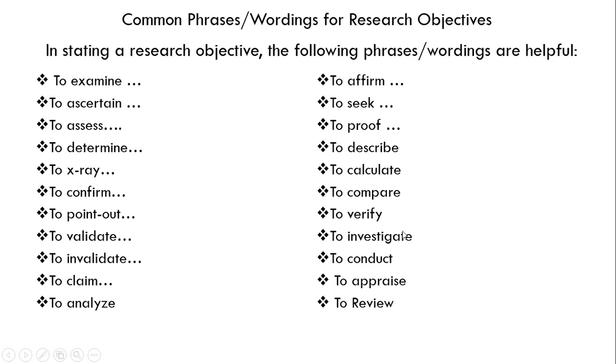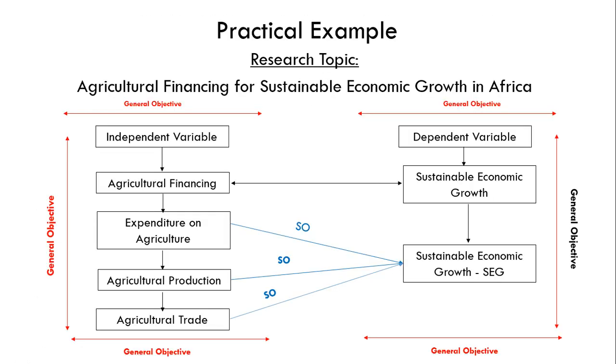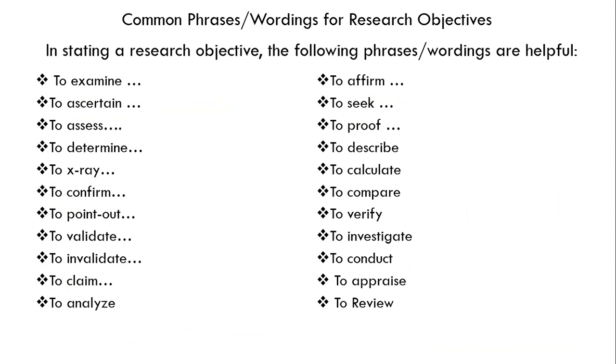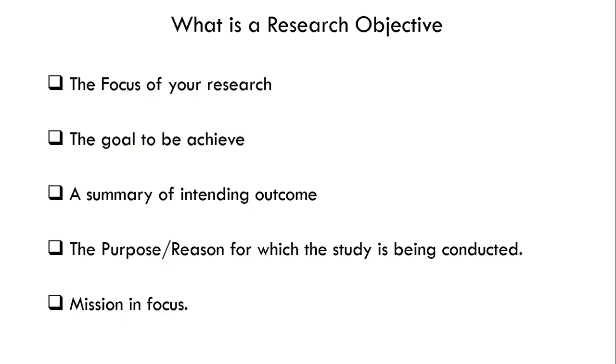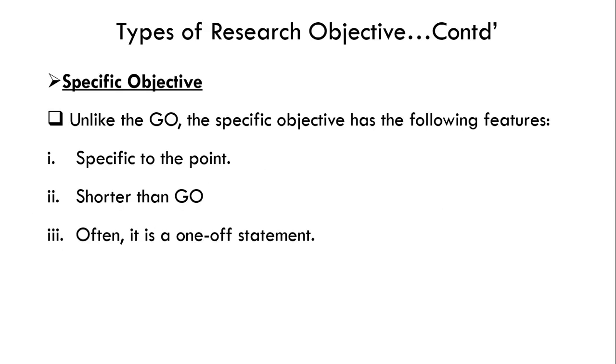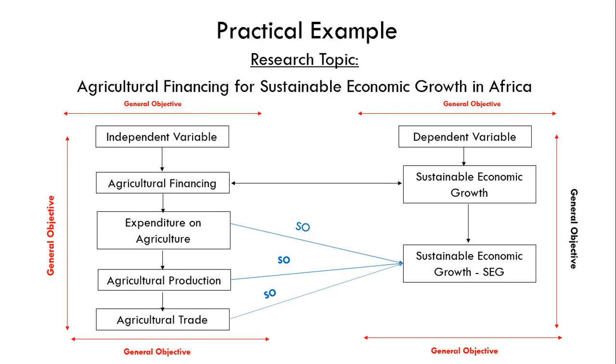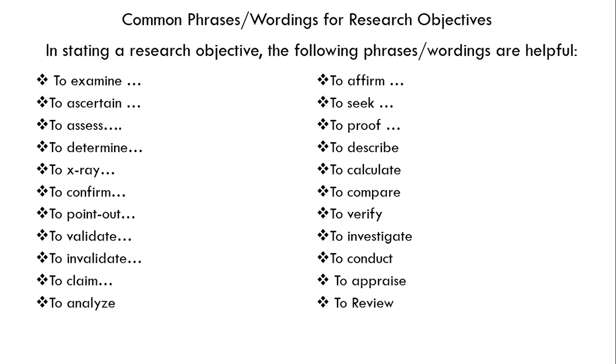There are a whole lot of them, as the case may be. So when you're formulating your research objective, it is paramount that you bear in mind these common phrases and wordings in order to vary and make your formulation of the research objective highly robust. So we believe that going forward, you will be able to specify your research objective using this tutorial, and we hope that we've been able to assist you in how to formulate a very good research objective.